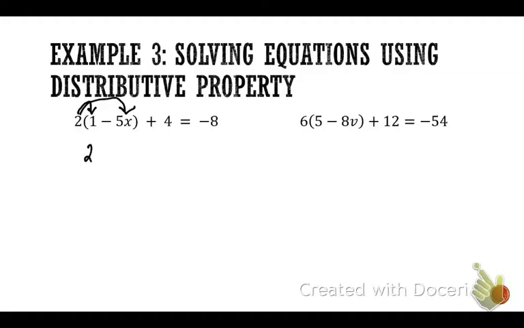2 times negative 5 is negative 10, and then you bring down the x. Okay, so do you see how I got 2 minus 10x? Okay, now let's bring down the rest of the equation and rewrite it. Plus 4 equals negative 8. Okay, so do you see how this kind of builds on the last one?